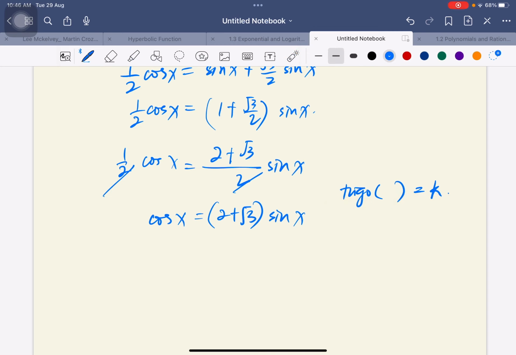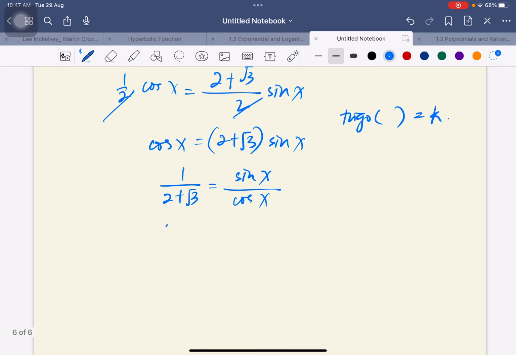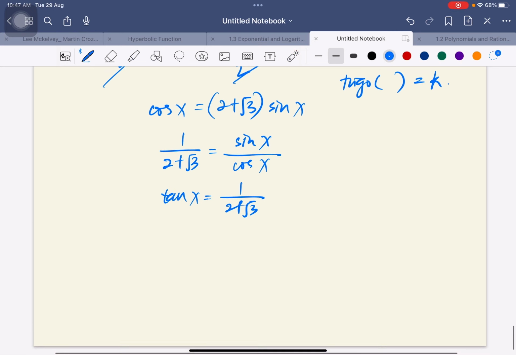So 1 over 2 plus sec 3 equals sine x over cos x. This is basically tangent x. So I'll write it at the left hand side. So we managed to make it in terms of the trigo, angle, constant manner. So we can use the 4 steps now.